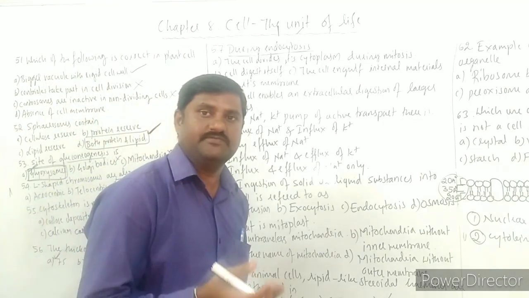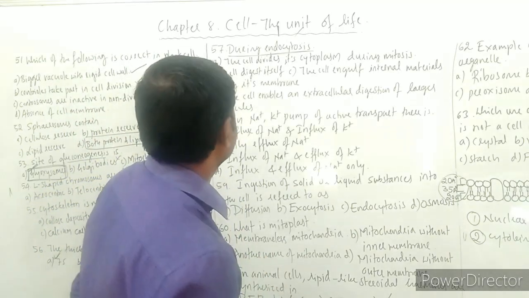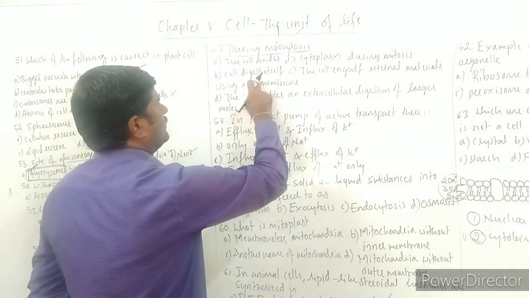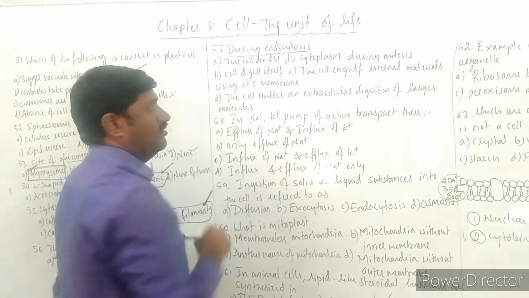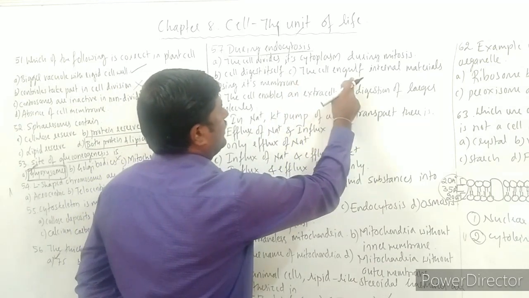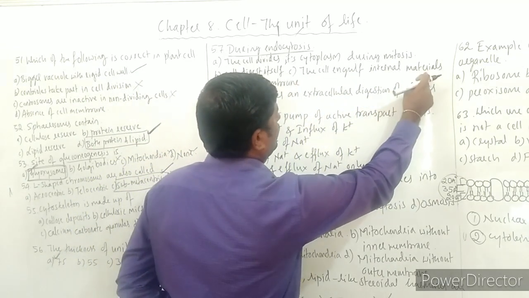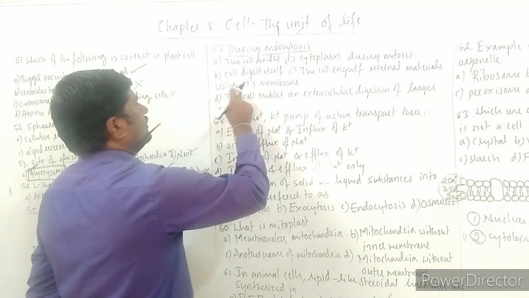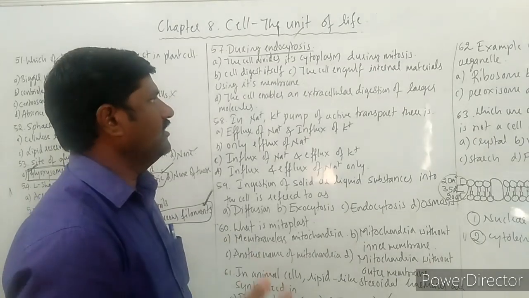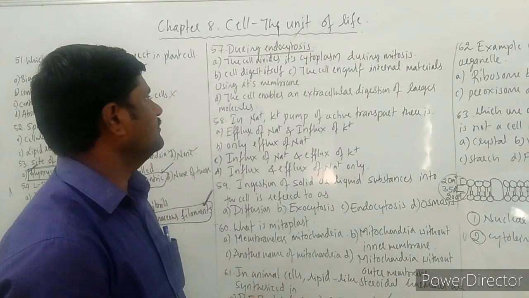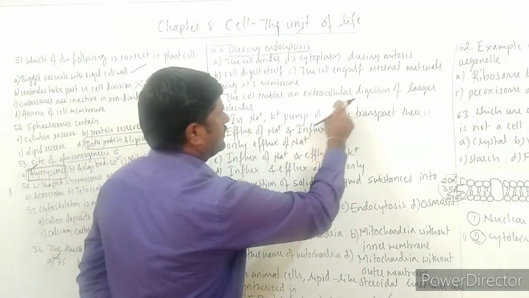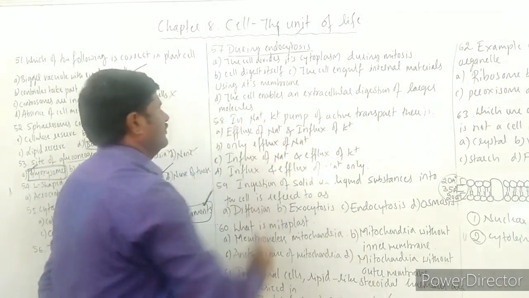After nuclear division, it is followed by cytokinesis. Of course, endocytosis he has given as one option. Cell digests itself? No, that is not the correct answer. The cell engulfs internal materials using its membrane. The cell enables an extracellular digestion of larger molecules.